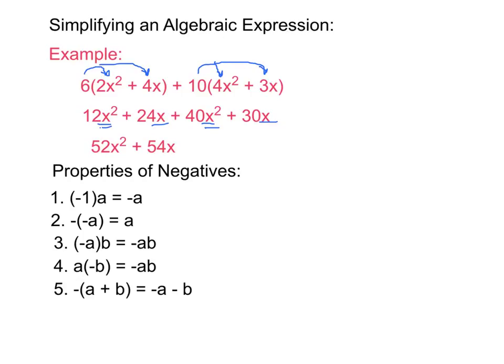Now if you've got a negative outside the parentheses and 2 numbers added together inside the parentheses, such as minus the quantity a plus b, the result is simply minus a minus b. Now, our final property says minus the quantity a minus b is equal to minus a plus b, or it can also be written as b minus a.